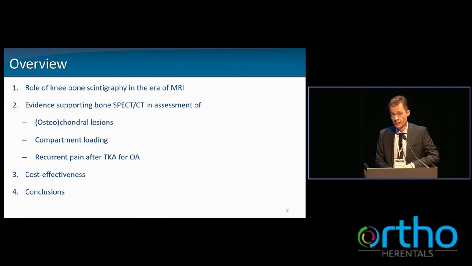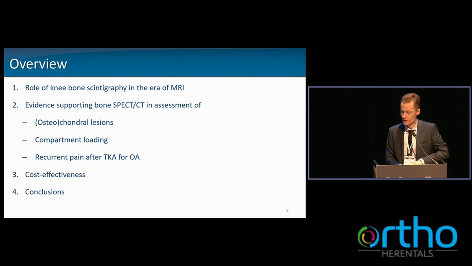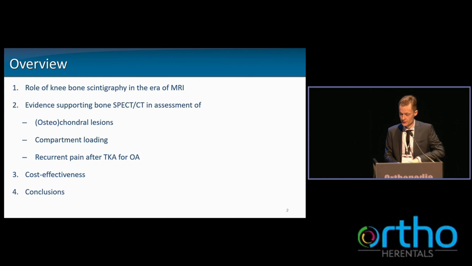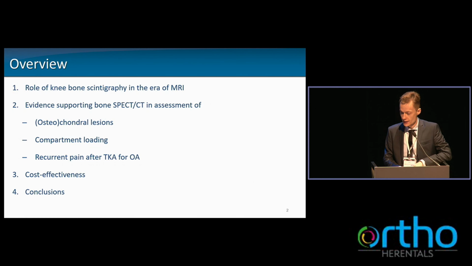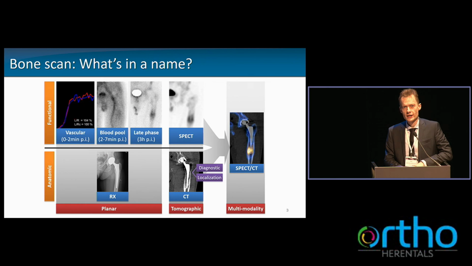But again, I have to start with defining a place or a niche of bone scintigraphy within the area of MRI. And then I will review with you the very recent evidence on bone SPECT-CT of the knee for osteochondral lesions, compartment loading, and recurrent pain after TKA. And that is possibly the most important progress we have made. And to conclude, some thoughts about cost effectiveness. So you've seen this slide before this morning. Again, if we are talking about bone scan in knee, then we are talking about fully integrated SPECT-CT hybrid multimodality imaging.